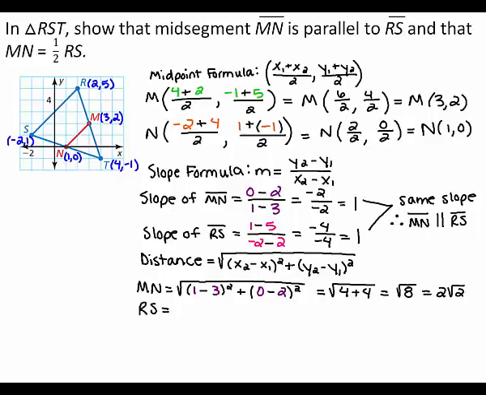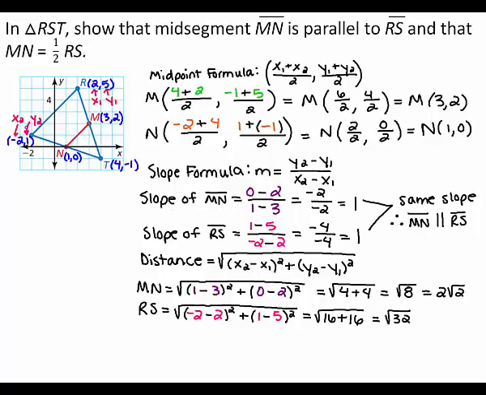To find the length of segment RS, again let x1 equal 2, y1 equal 5, x2 equal -2, and y2 equal 1. You can substitute these values into the distance formula. When you simplify, -2 minus 2 quantity squared gives you 16, and 1 minus 5 quantity squared gives you 16. 16 plus 16 gives you 32, and the square root of 32 is equal to 4 square roots of 2. So, the length of segment RS is equal to 4 square roots of 2.